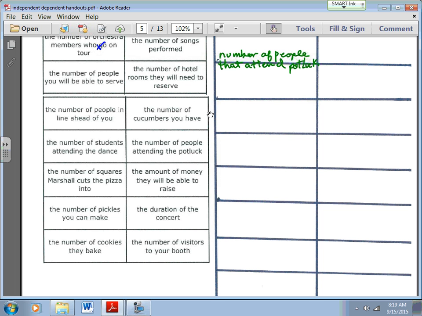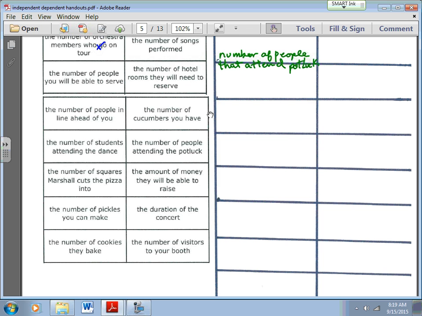Oh, the number of people you will be able to serve. So the number of people you will be able to serve, and the number of meals you prepare. I think that one was correct. Those two match? Yeah. But then we're told with the number of squares more cuts. So say that one again. The number of squares Marshall cuts. It goes with the number of days in our student.